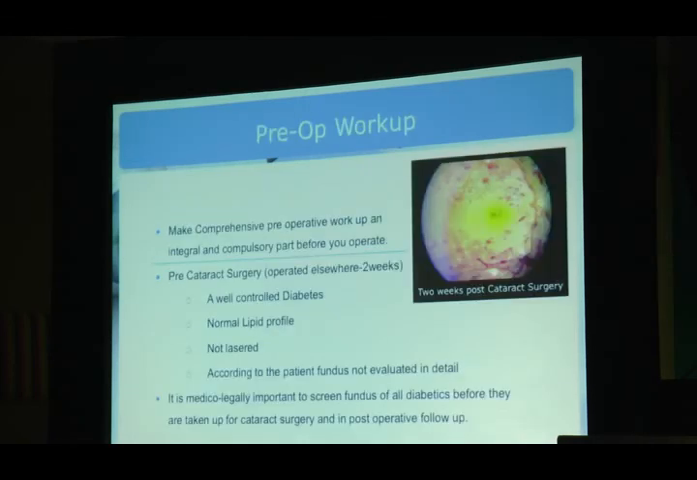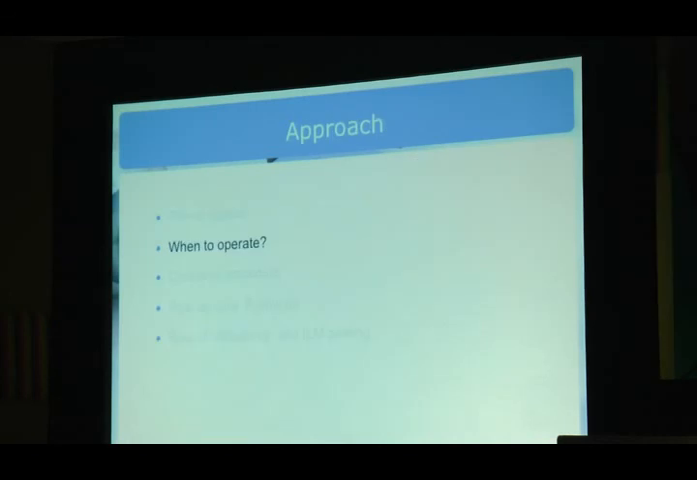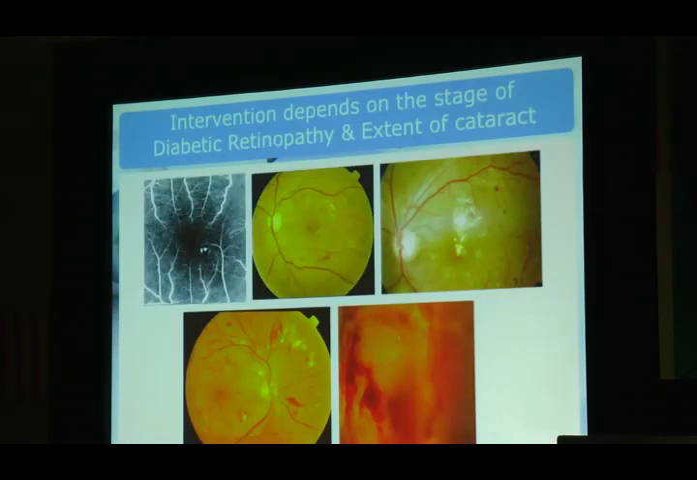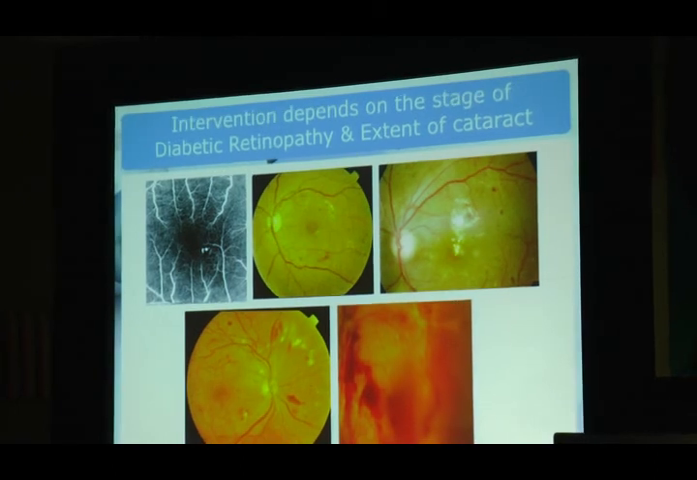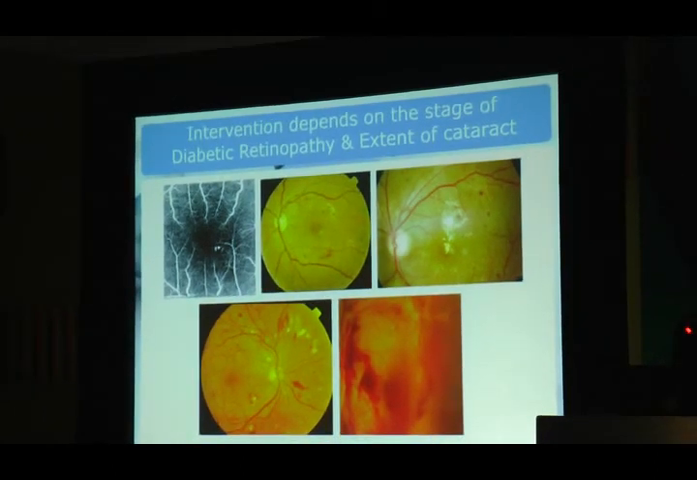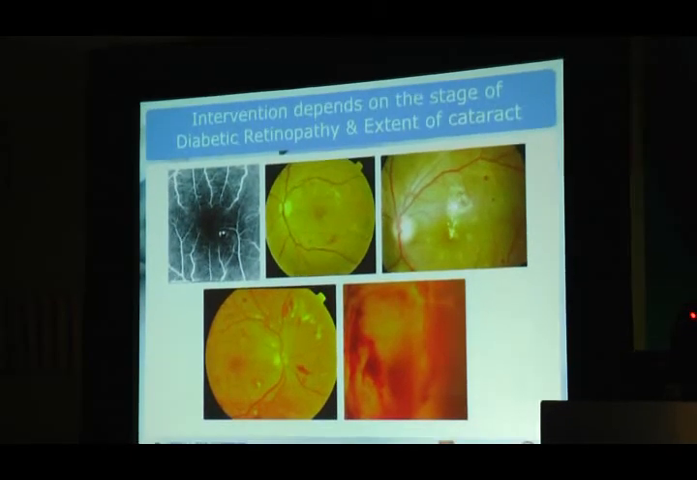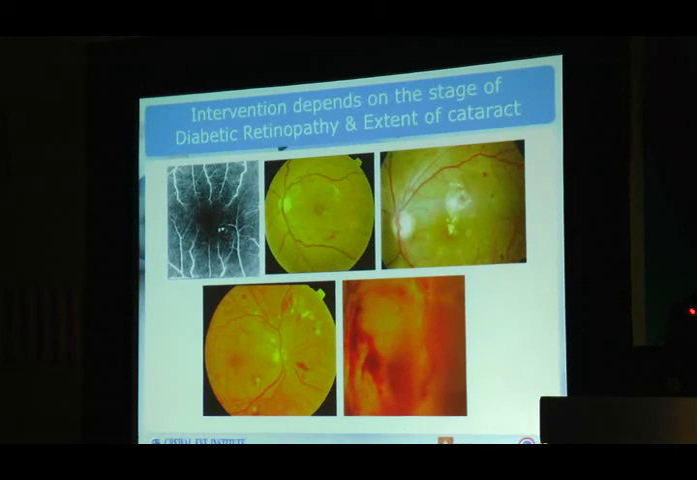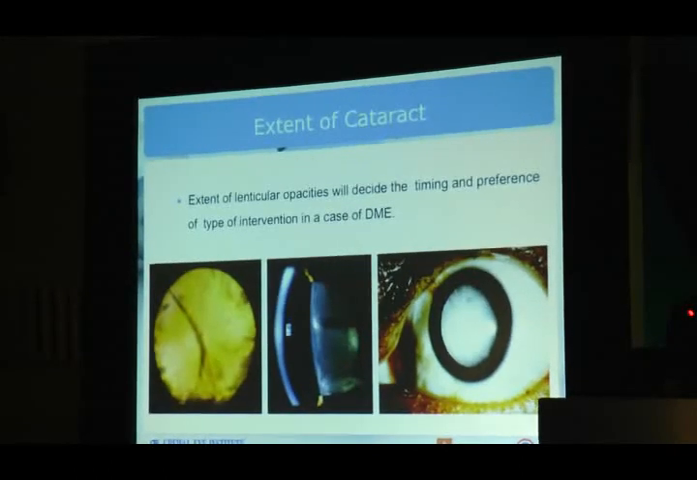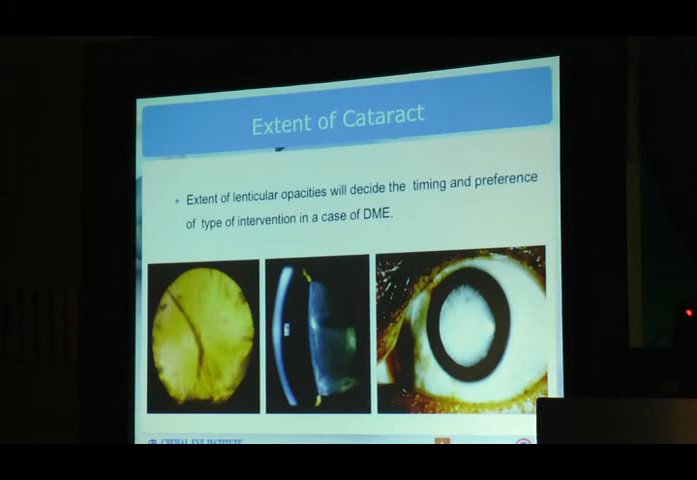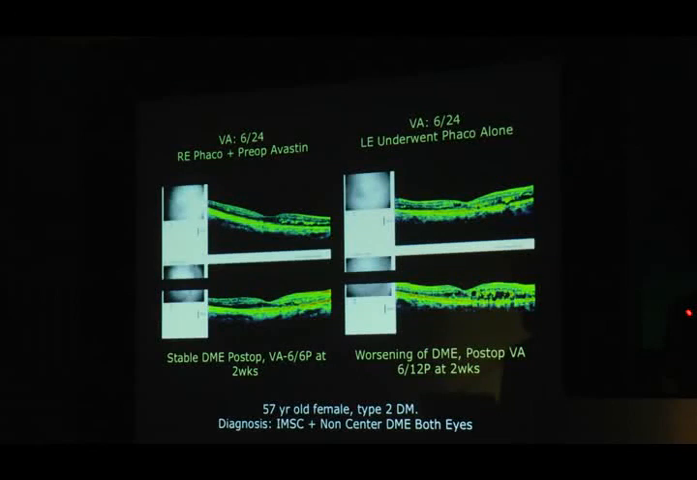Preoperative workup: this presentation is more from the perspective of an anterior segment surgeon. In preoperative workup, it is mandatory to have a complete workup of these cases, even if on fundus examination the retina appears normal. When to operate will depend upon the stage of the diabetic retinopathy and the extent of the cataract. The preference will always be treating the retina first and then going ahead with the cataract surgery once you have taken care of the retinal problems, except in a situation where the media is not clear enough and you can't see what is happening behind. In that situation you will do the cataract surgery first and then be very aggressive in taking care of the retinal problems.